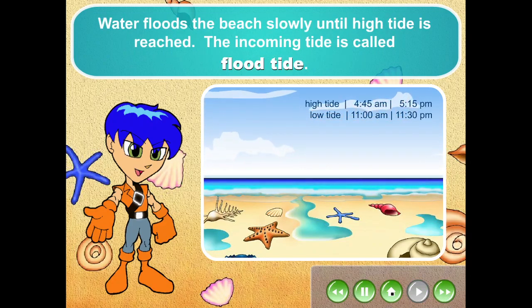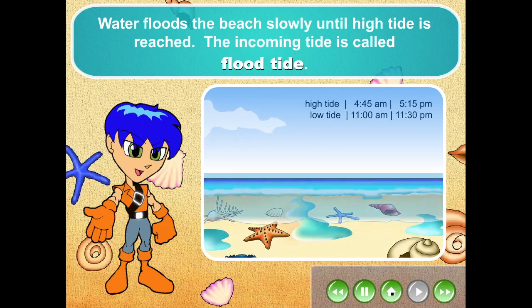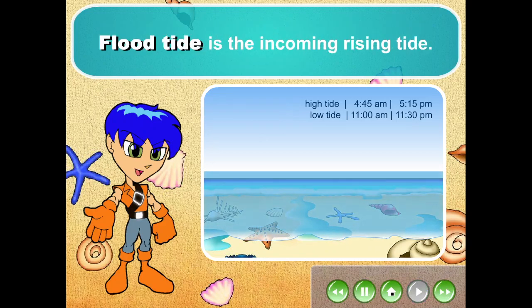Water floods the beach slowly until high tide is reached. The incoming tide is called flood tide. Flood tide is the incoming rising tide.